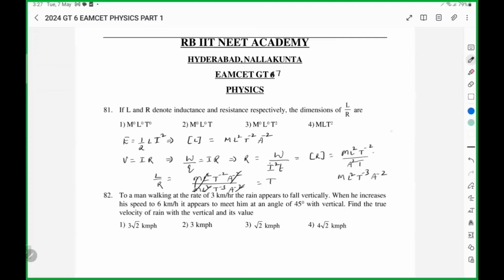In fact, no need to do this. It is a time constant in an LR circuit. Directly you can write this.